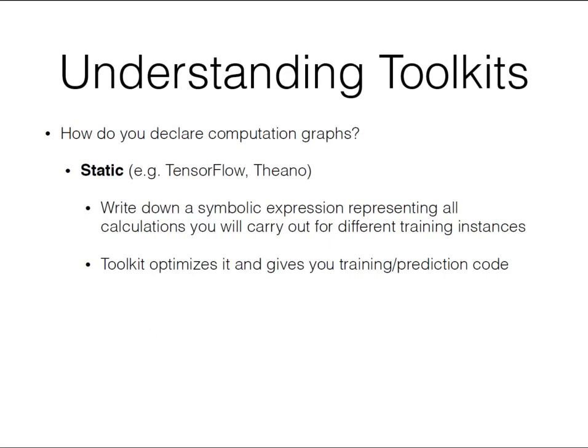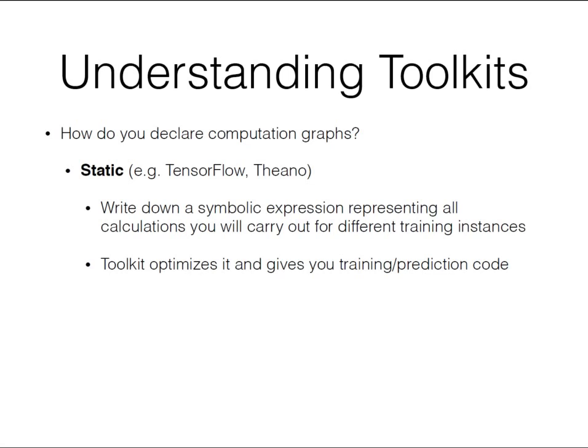Since I wrote these things, I actually think about them a little bit. So you can, I'd say, split toolkits in two dimensions, one high-level dimension, which is how do you declare the computation that you're going to be executing for each prediction or training run. So the first style I call static declaration, which is exemplified by TensorFlow and Theano. You write down a symbolic expression that represents all the calculations you're going to carry out for the training instances and test instances in your data set.